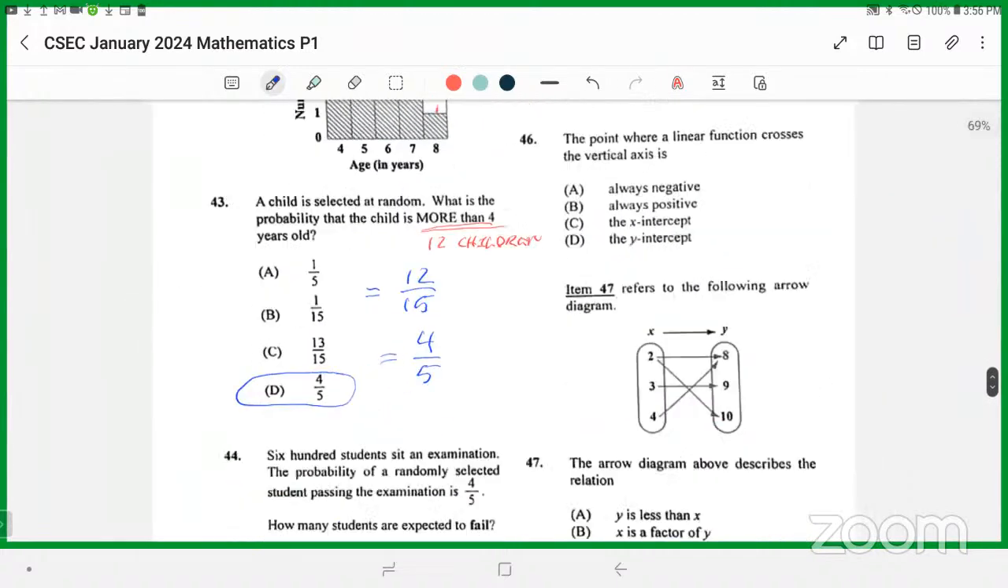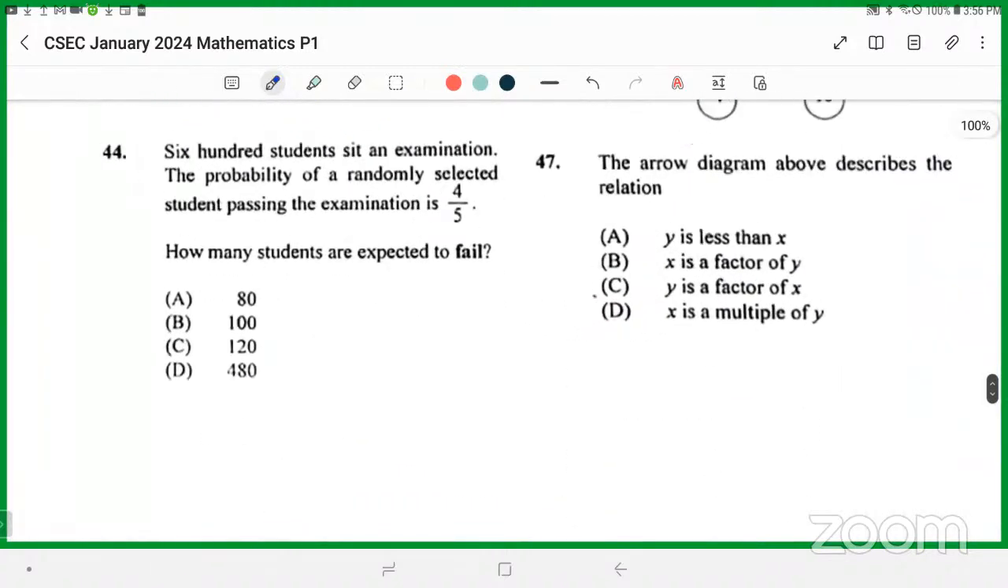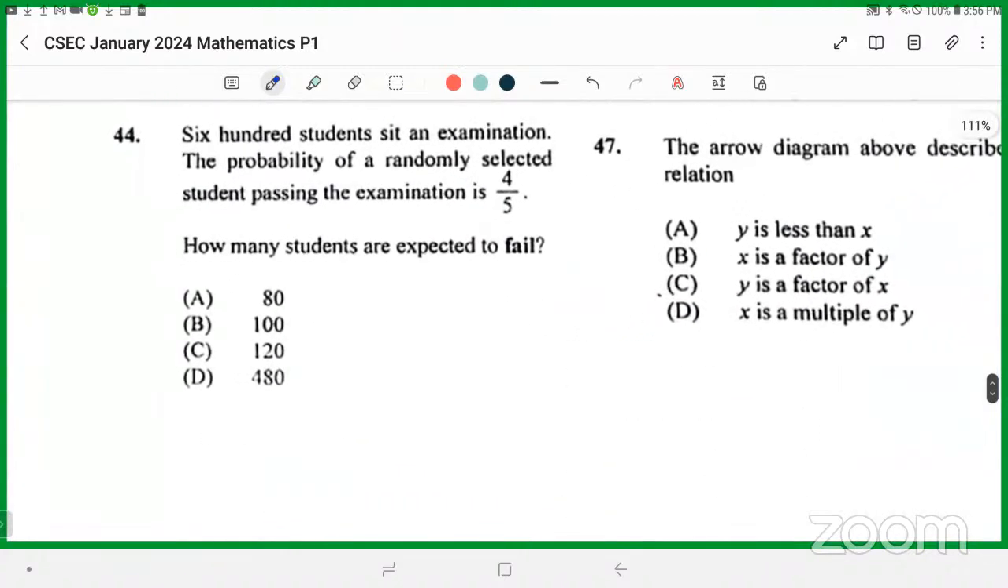All right, next question. This one says 600 students sit an exam. The probability of a randomly selected student passing the exam is 4/5. Passing is 4/5, so it means a fail is 1/5. That's just 4/5 of the total, so the rest of them fail, which is 1/5.